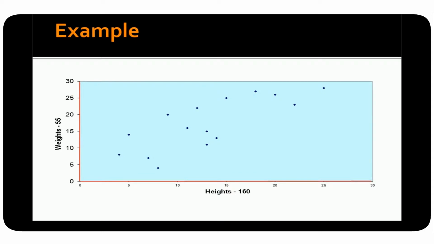In this example, this is a very traditional example. So, we have in this case several individuals whose heights and weights have been measured. On the x axis, we have heights minus 160. So, these are in centimeters. So, we have actually shifted the origin, and the weights are taken as weights minus 55 kilograms. So, once that is done, we have a plot of the heights and the weights.